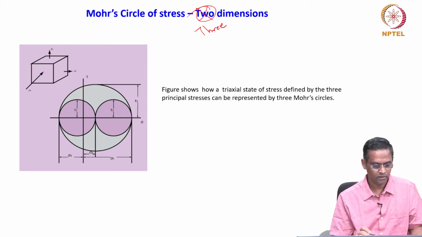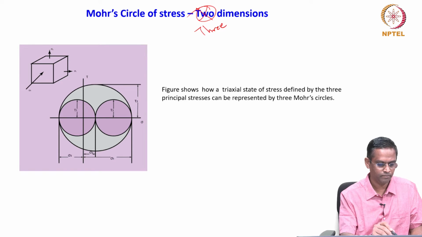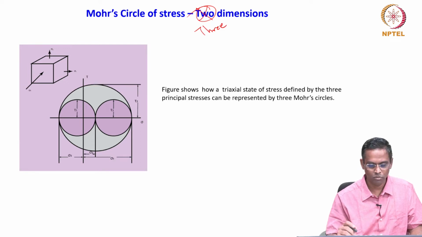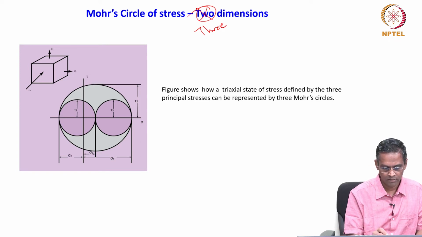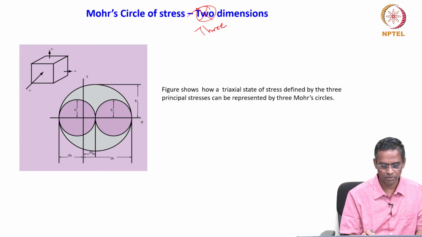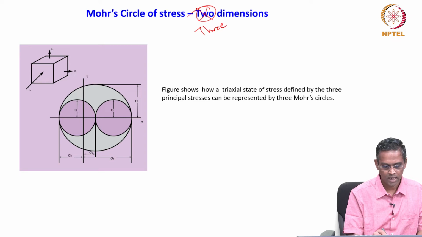So what are we seeing? This is the member which is subjected to a triaxial state of stress. That means 2 normal stresses of equal magnitude. The third one is in a compression mode, and these 2 are in a tension mode. So the 3-dimensional state of stress is plotted in the Mohr circle. What we are seeing here is sigma 1, the highest principal stress, and sigma 2 is here, and sigma 3 is completely compressive.